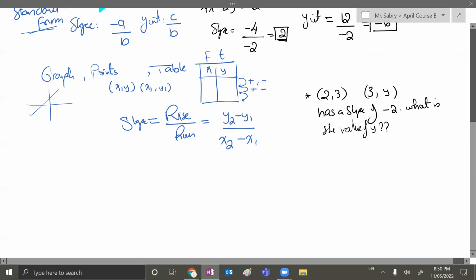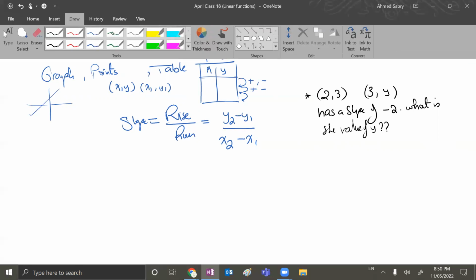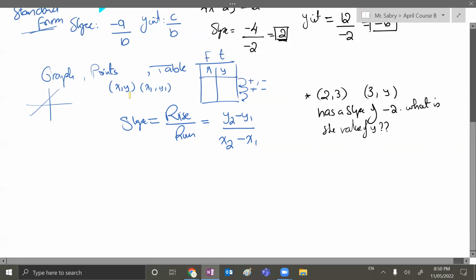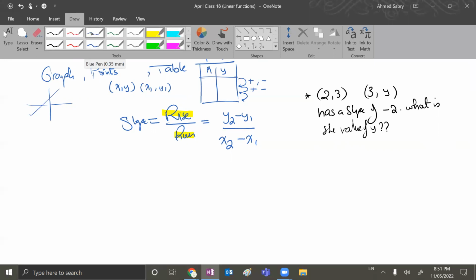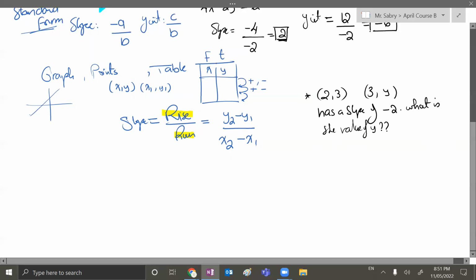So you're given two points. Apparently whenever you're given points, as we said earlier, we're thinking of this rule, rise over run. This is the only rule we're thinking of. And you're given already the slope as well. The slope here is -2. So what should we do?